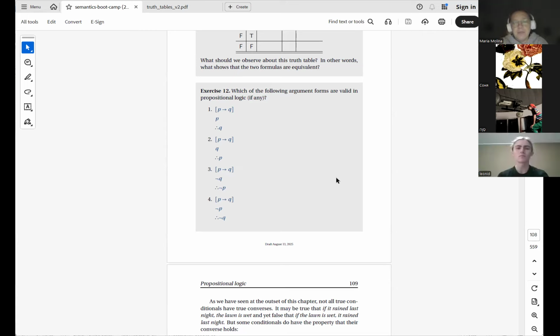This means if P implies Q and Q is false, because negation of Q is true means Q is false, then P must be false. There is no way that Q is false and P is true.